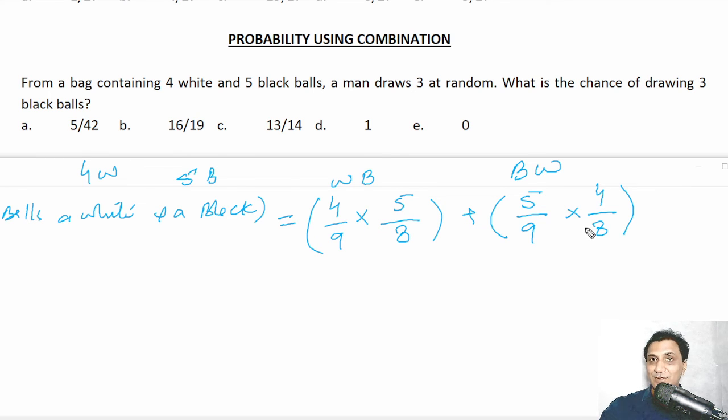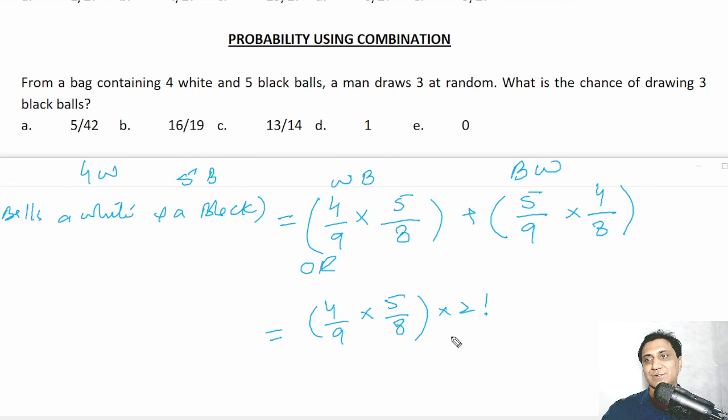So onwards now, what you have to do is see in how many ways this can be arranged, and multiply it by that number. That's it. Now let's do it again. 4 over 9 times 5 over 8 multiplied by WB means 2 factorial. So you multiply it by 2 factorial, and the answer will be the same, of course.